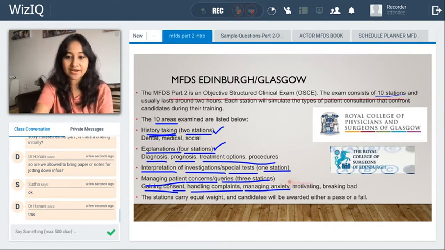Okay, third is managing anxiety, motivating, breaking bad news. These are the theme: managing patient concerns.